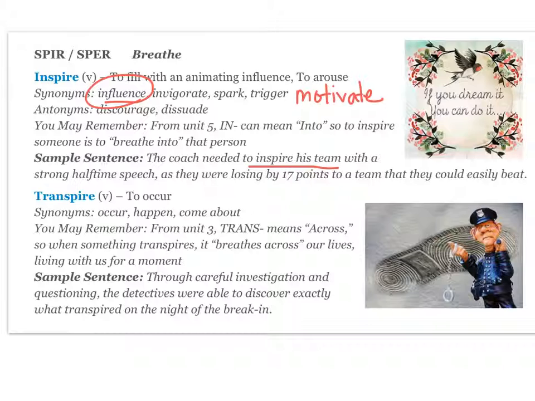Transpire is your next word, super straightforward. It means to occur. And often it'll be used when you're trying to figure out what happened. So here there's a police officer who is trying to figure out what transpired at the crime scene the previous night. Or you would talk about a newspaper article writing about what transpired at wherever they're writing about. Your sample sentence is talking about detectives who were able to discover exactly what transpired on the night of the break-in. So happen is a really good synonym for transpire as well.